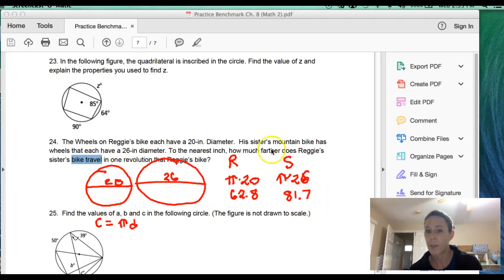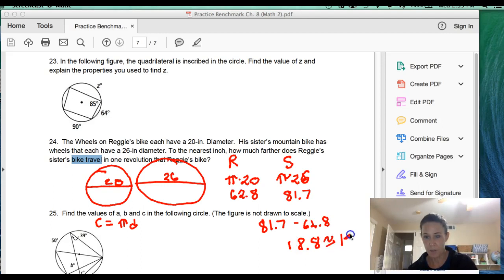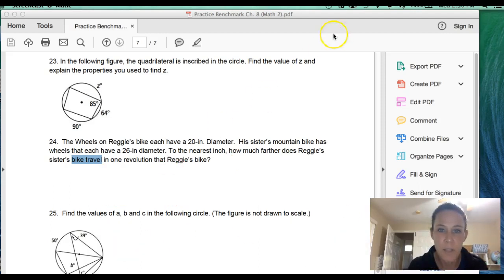So to find how much further his sister's bike goes, I'm just going to take 81.7 and subtract off 62.8. And when I do that, I'm going to get approximately 18.8, and it asks me to round to the nearest inch. So I'm going to round up to 19 inches. And there you have it. Not too hard. All right, let's go on to the last one.